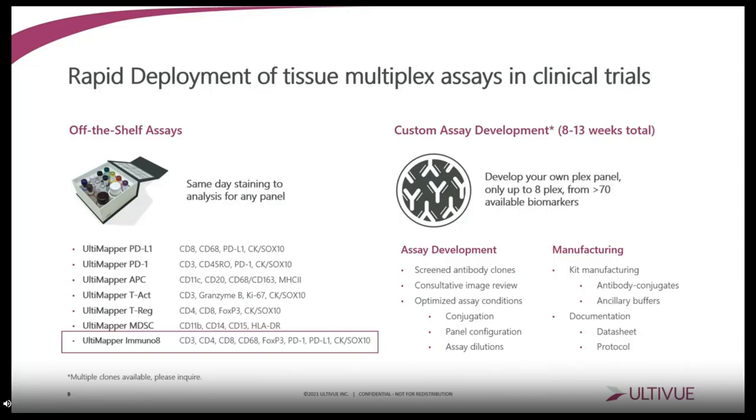More recently, this standard offering with the off-the-shelf kits has been extended to an additional kit, which is now an 8-plex panel that we call Ultima Per Immuno 8, that I will focus on in the next couple of slides. But the LTV offering is also extended now to custom assay development. So we have a dedicated assay development team that can build your custom panel up to an 8-plex in 8 to 13 weeks in total.